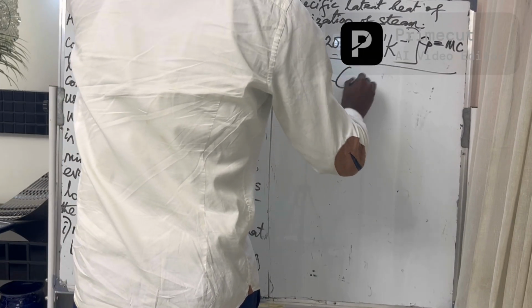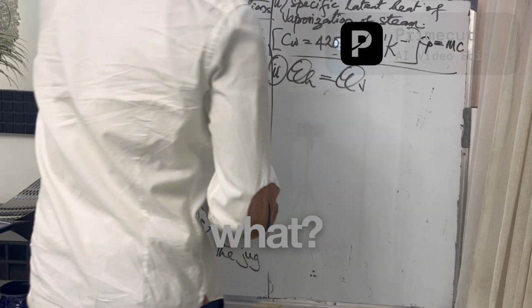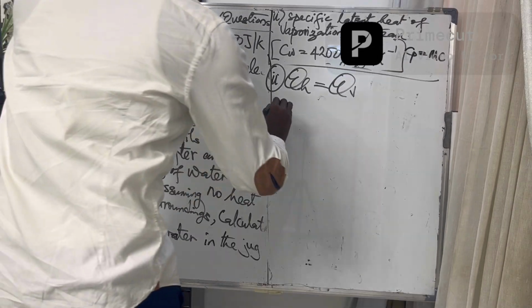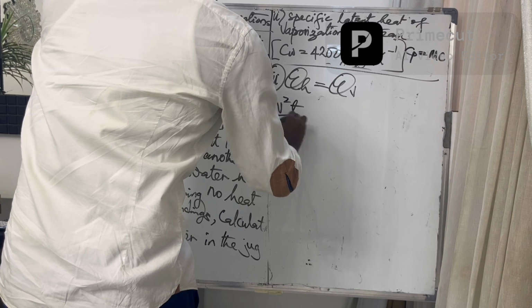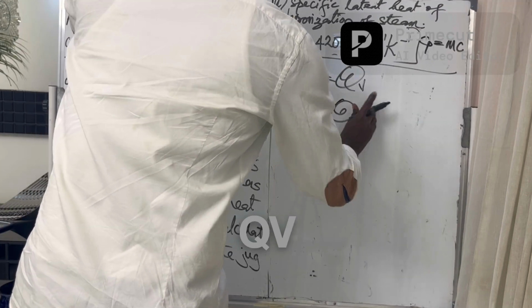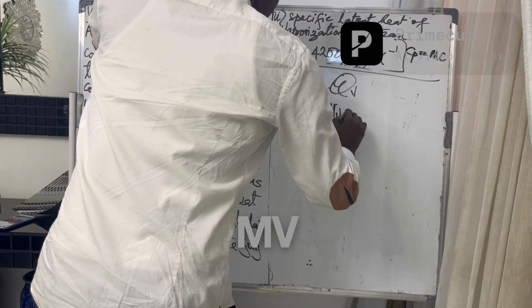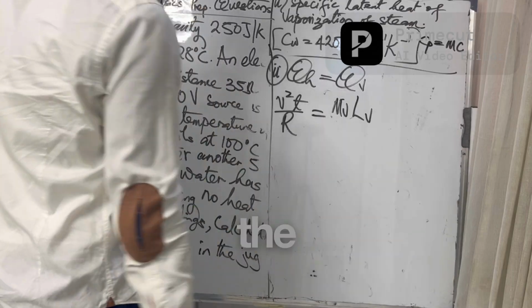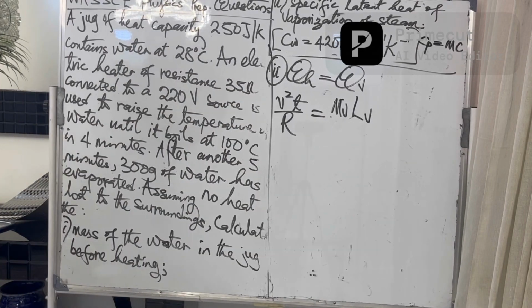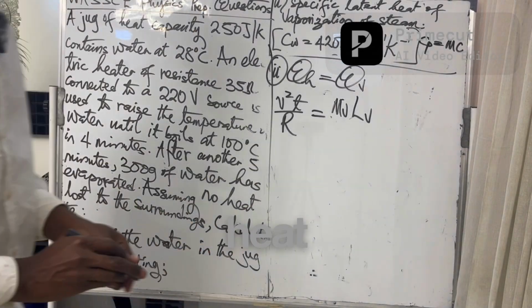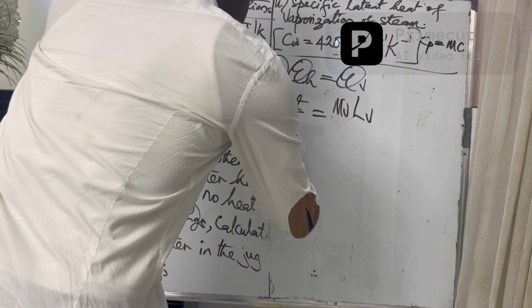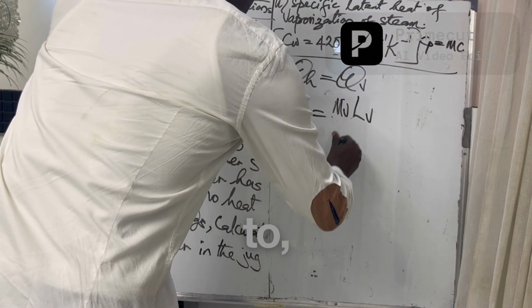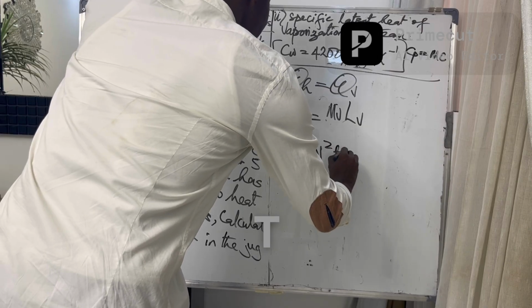So because of that, our calculation will go thus with the relation that the quantity of heat from the heater is equal to the quantity of latent heat of what? Vaporization. So our formula still remains V squared T over R is equal to QV, and QV here will be MV LV, where MV is the mass that evaporated and LV is the specific latent heat of what? Vaporization. So let's make LV the subject of the formula.